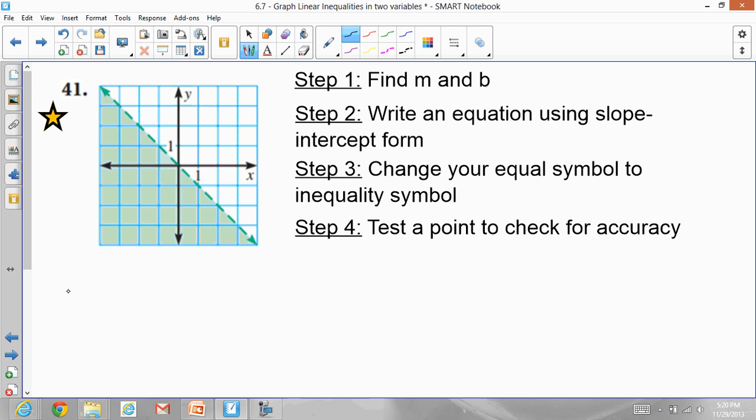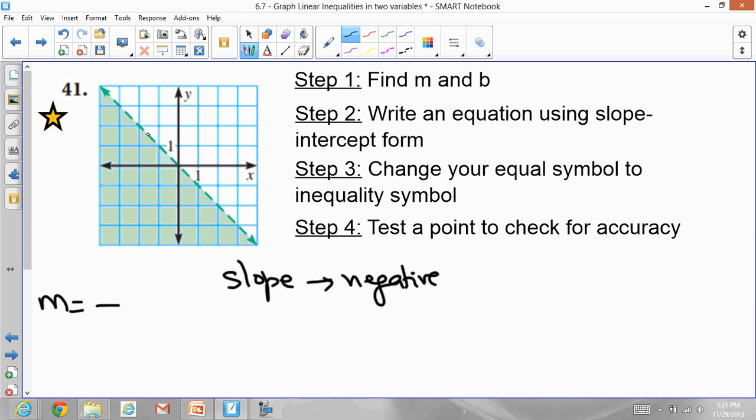Now, step number 1, to find the slope, you have to understand, will the slope be positive or will it be negative? In this case, the slope will be negative because it slopes down. Now, that is one cautious thing you have to remember. So that means my M in this case is going to be a negative answer.